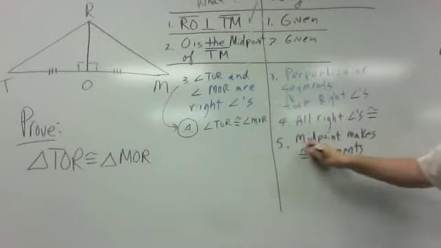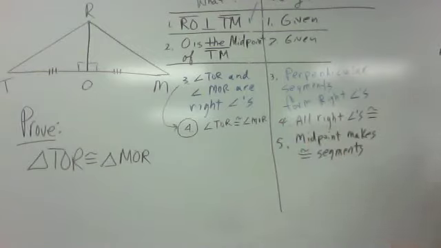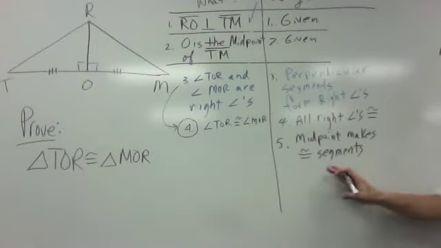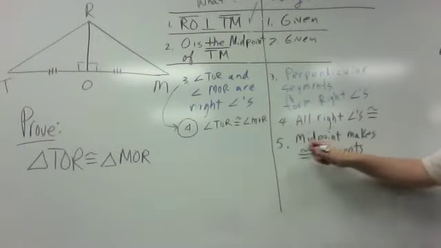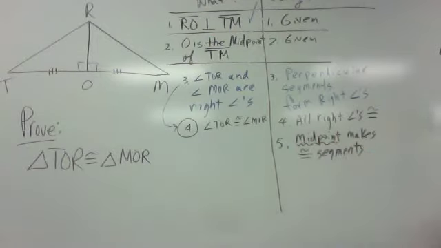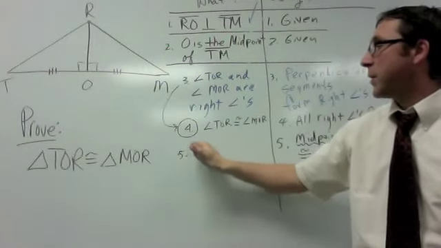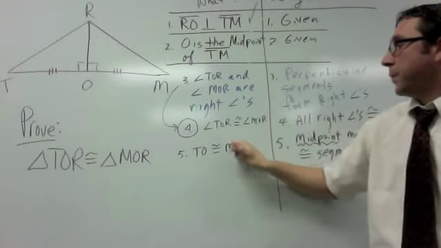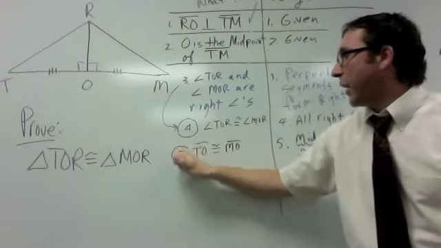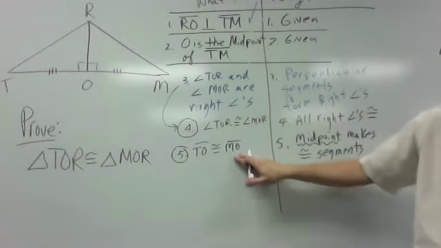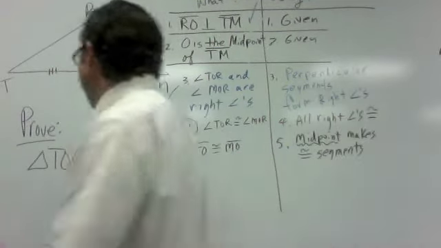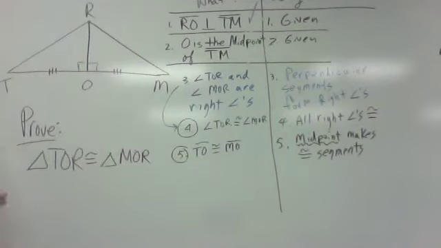You could also write midpoint splits a segment in half. You could write a midpoint makes two segments congruent. There are different ways to actually say it, but tell me something about midpoints and what they do. So because midpoints make two congruent segments, the two congruent segments are TO and MO. So I've got another match of two things that are congruent. I'm trying to prove that the triangles are congruent, and all I've got are these facts right here.